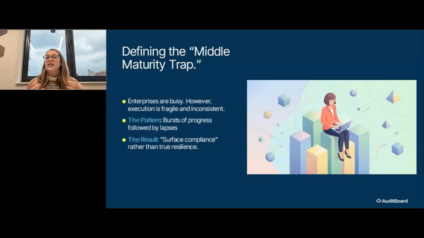So activity is high. They are updating their frameworks. They are updating controls. They're trying to get controls adopted. They have risks and they're logging risks. However, consistency is really missing across the board. And so they have bursts of progress that are followed by lapses, leaving this resilience incomplete. And then third is that leaders really turn governance into an advantage.